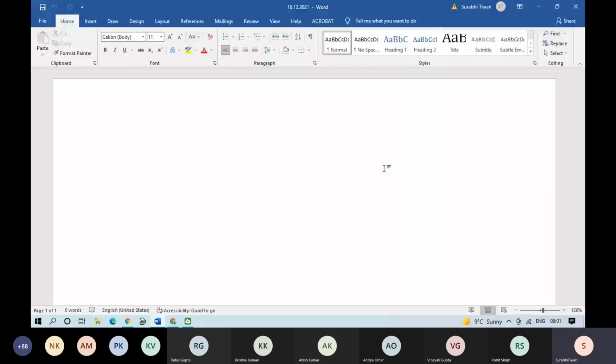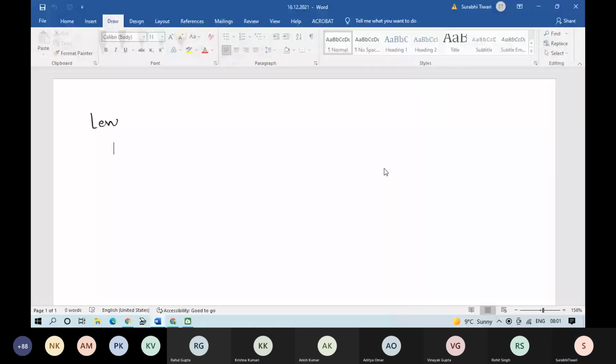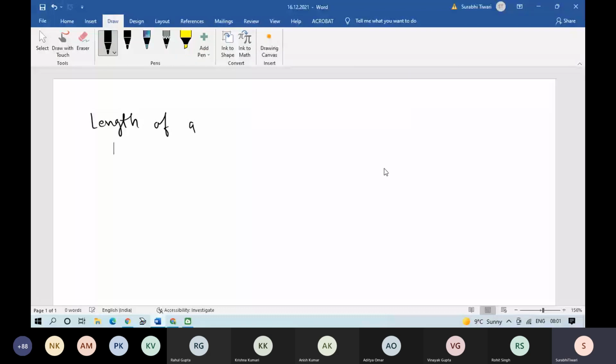So we were doing vector analysis and we did the definition of limit, continuity, differentiability, and higher order derivatives. Now, length of a space curve.